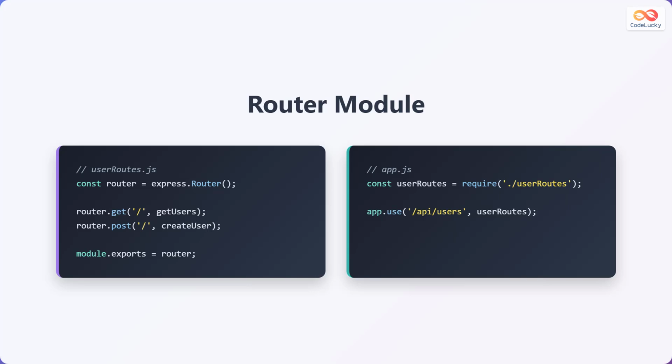In app.js: const userRoutes = require('./userRoutes'); app.use('/api/users', userRoutes); This mounts the userRoutes router at the /api/users path. This modular approach makes it easier to organize and maintain your routes as your application grows.